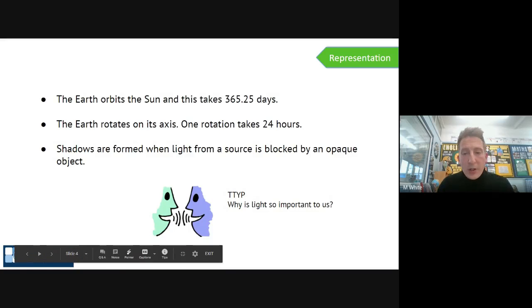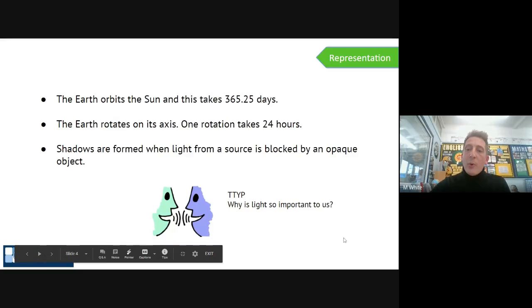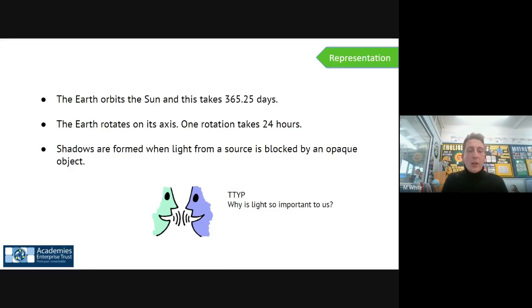What I want you to do, and you can do this in your own time, is answer this question and think about why light is so important to us. If you just jot that down on a Google Doc and send it over to your teacher, or bring it back, or make a comment if you've made a copy of the slides, or add it on Class Dojo, that'd be fantastic.